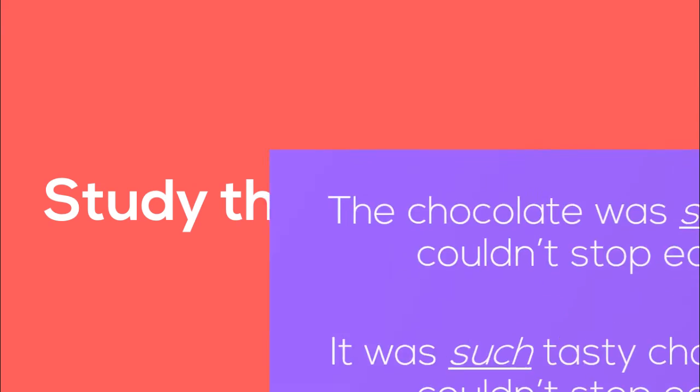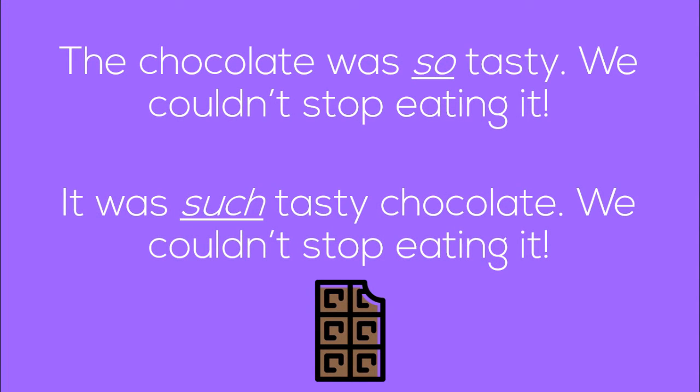Look at these examples and I'll show you exactly what I mean. The chocolate was so tasty, we couldn't stop eating it. Now notice how I emphasize the word so to make it much, much stronger, even stronger than normal. The chocolate was so tasty. And again with such, it was such tasty chocolate, we couldn't stop eating it. So you can emphasize the word so or such to make it even stronger, and it shows your feeling. In this case, my feeling is very positive.